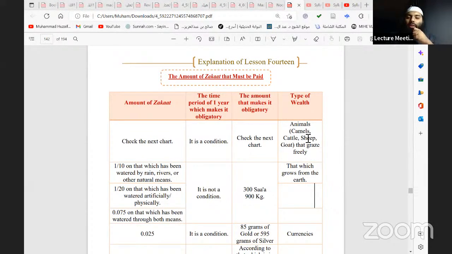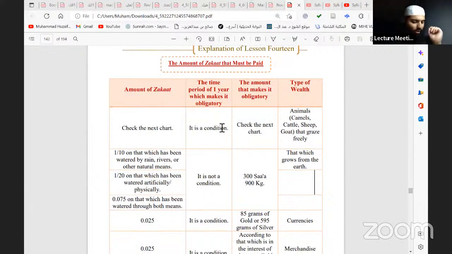Anyways, the Bahimat al-An'am, how much and what type of zakat that it's going to come. The next chart, next page, that's what we're going to focus on. The period of 1 year, waiting 1 year, is that a condition? Yes, it is a condition. Okay.